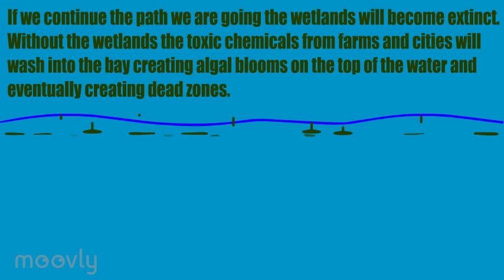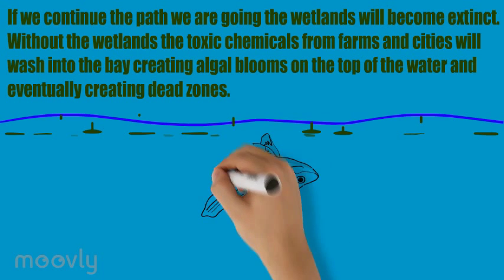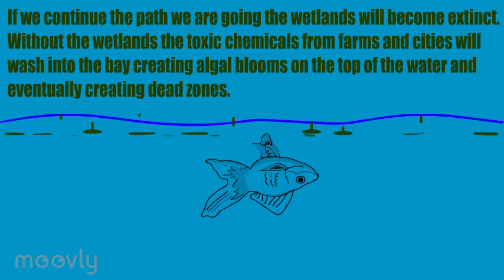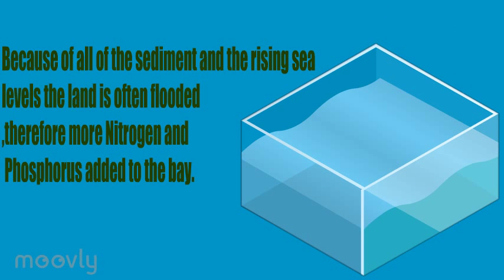If we continue the path we are going, the wetlands will become extinct. Without the wetlands, the toxic chemicals from the farms and cities will wash into the bay, creating algal blooms on the top of the water and eventually creating dead zones. Because of all the sediment and rising sea levels, the land is often flooded. Therefore, more nitrogen and phosphorus is added to the bay.